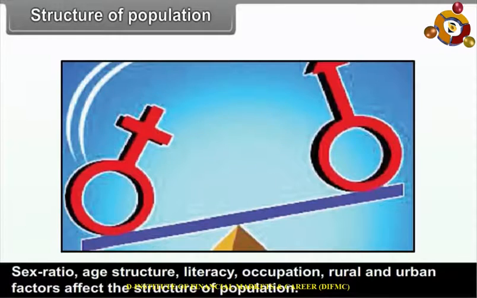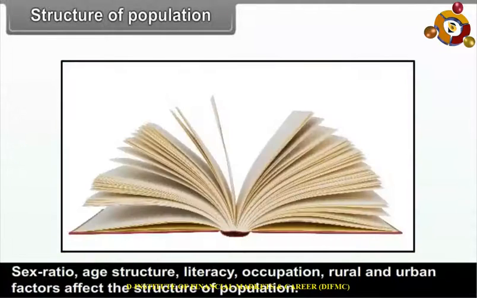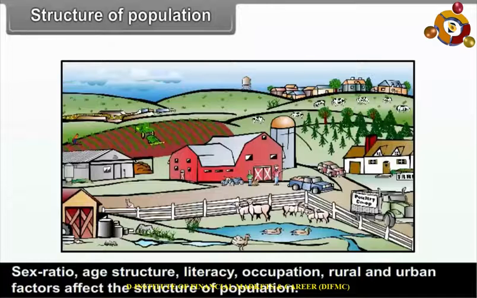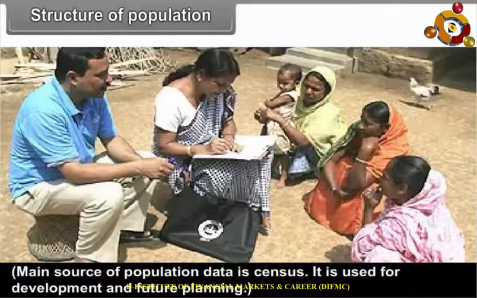(7.2) Structure of population. Sex ratio, age structure, literacy, occupation, rural and urban factors affect the structure of population. The main source of population data is census. It is used for development and future planning.